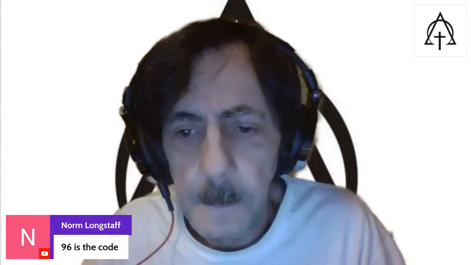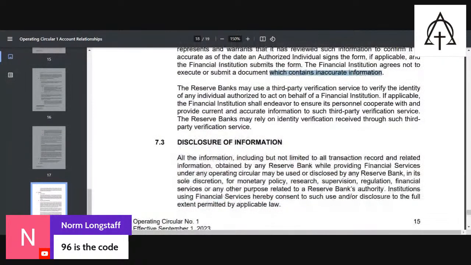So, back to it. The Reserve Banks may use a third-party verification service to verify the identity of any individual authorized to act on behalf of a financial institution.